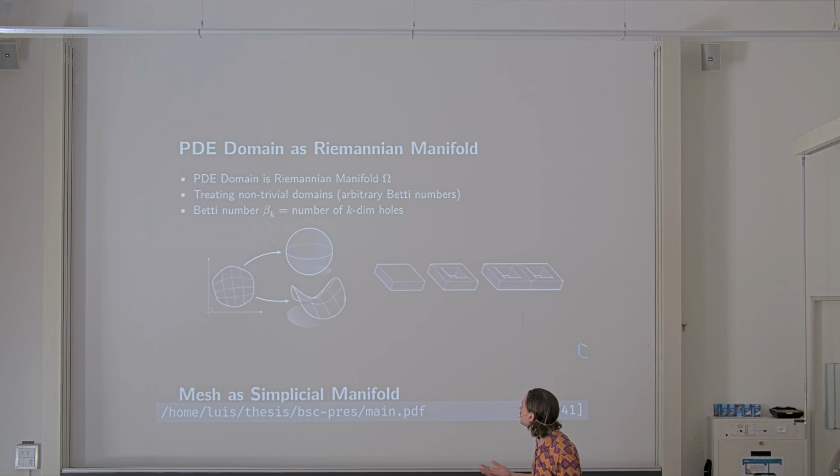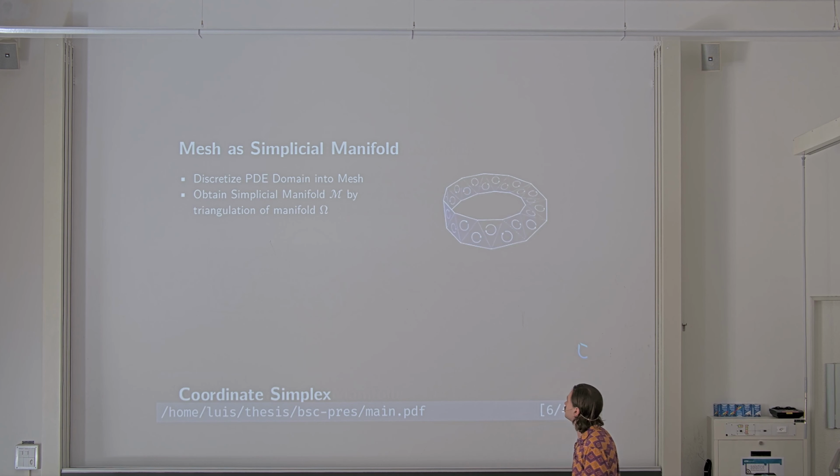So our PDE is posed on some Riemannian manifold with some metric, and as I said, it can have a non-trivial domain, meaning we can have holes inside, just like for tori, and the Betti number, beta k, tells us the number of k-dimensional holes. We need to discretize our manifold, and we do this with a mesh, and we're using here a simplicial mesh, so a mesh that is made up of simplices, and we can obtain this by doing a triangulation of the manifold.